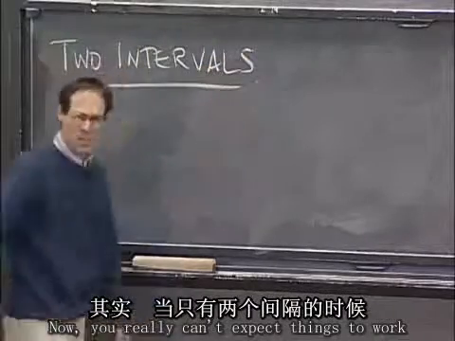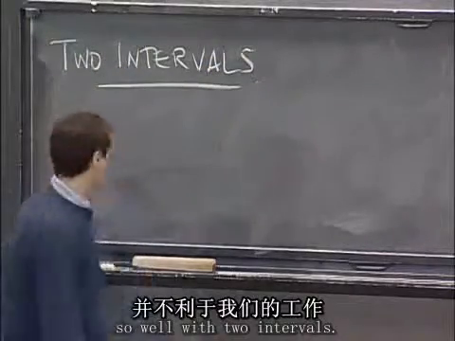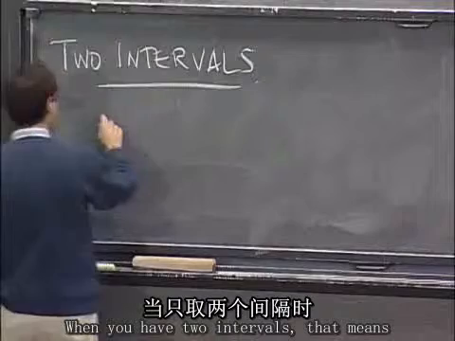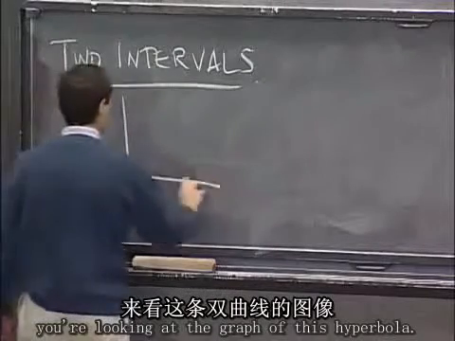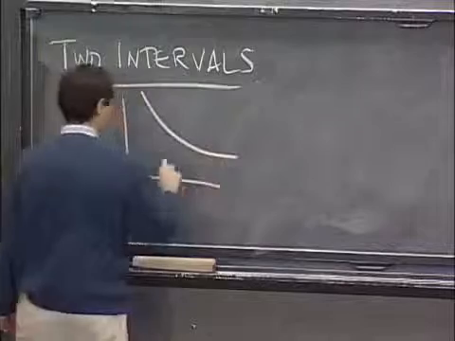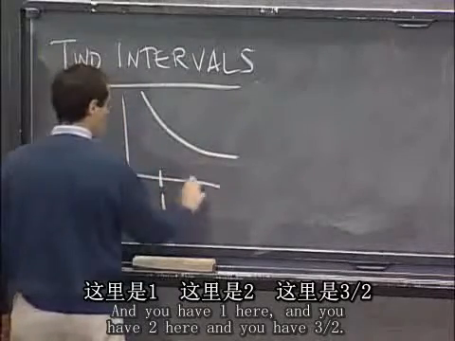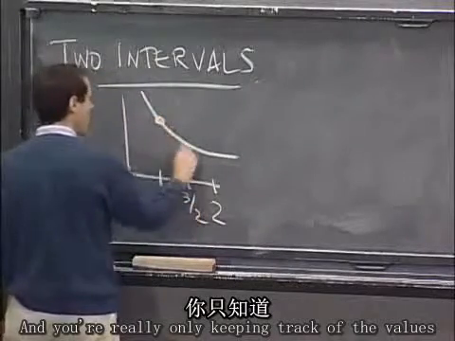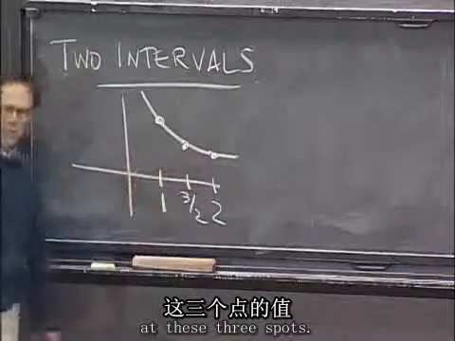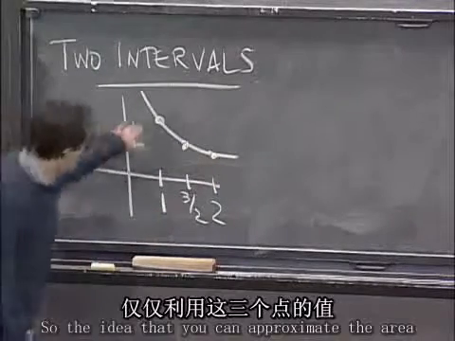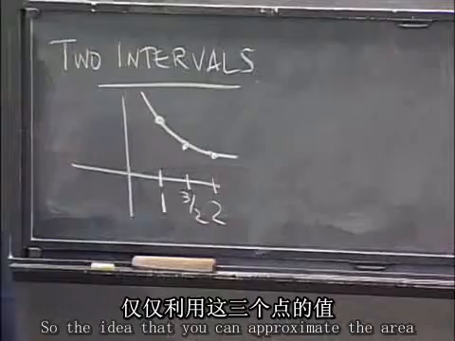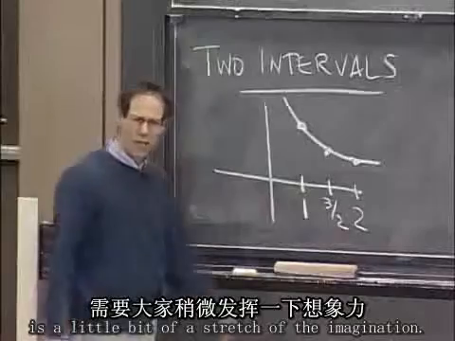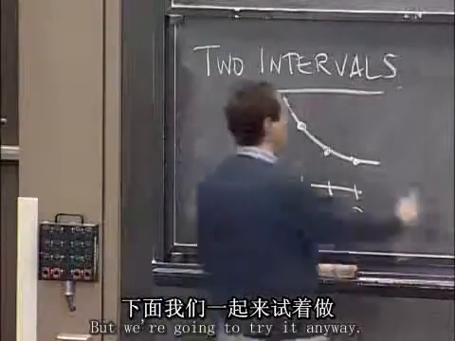Now, you really can't expect things to work so well with 2 intervals. That's a pretty ridiculous approximation to your function. When you have 2 intervals, that means you're looking at the graph of this hyperbola, and you have 1 here, and you have 2 here, and you have 3 halves, and you're really only keeping track of the values at these 3 spots. So the idea that you can approximate the area just by knowing the values at 3 places is a little bit of a stretch of the imagination. But we're going to try it anyway.